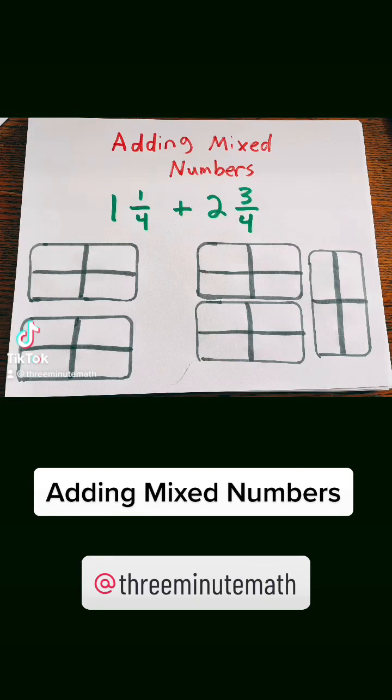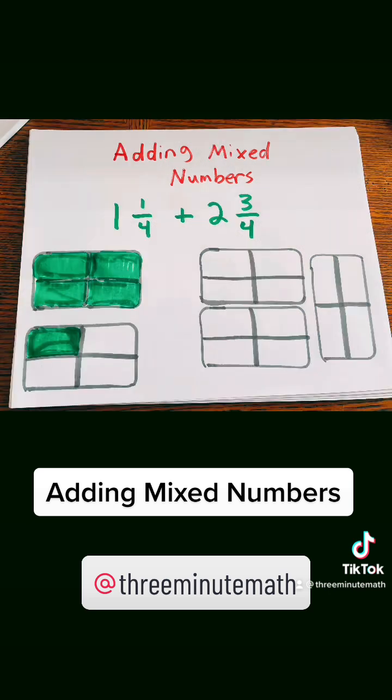Hi there. In this video, we're going to use a few different strategies to add mixed numbers. So our problem is 1 and 1/4 plus 2 and 3/4. I'm going to represent both of these fractions with area models and then combine them. So first, I'm going to draw 1 and 1/4.